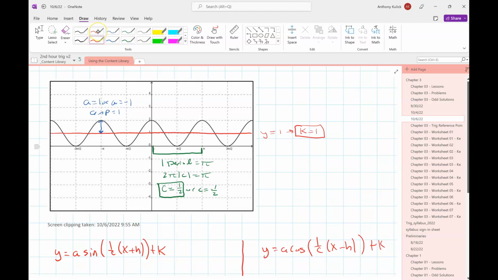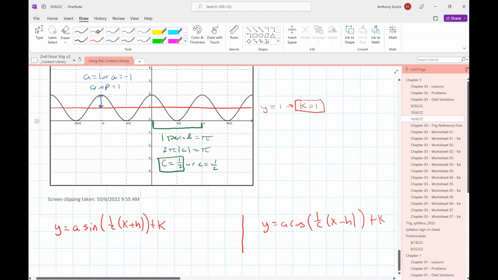All right, so we've gotten everything we can just by looking at the graph. Now we have to pick a function to use. So let's say we're going to use sine.